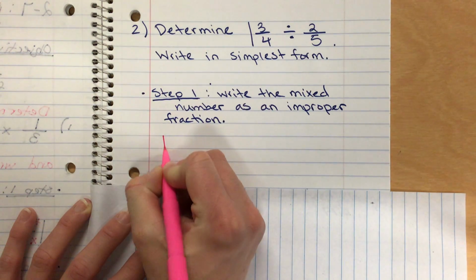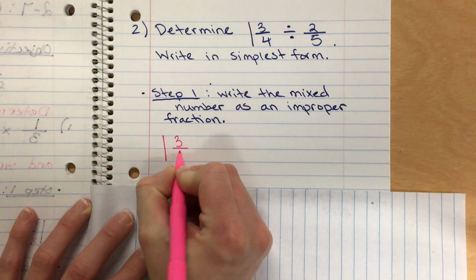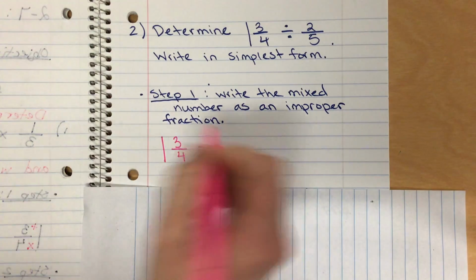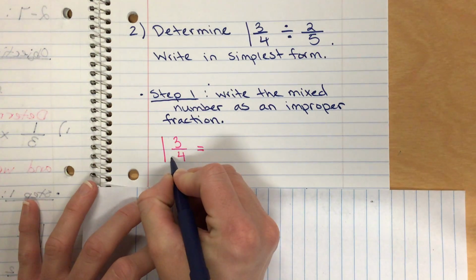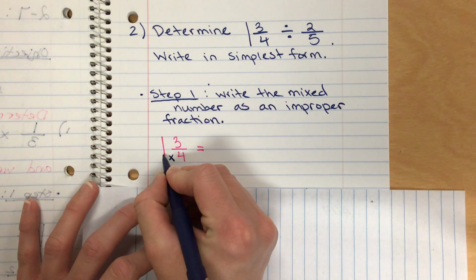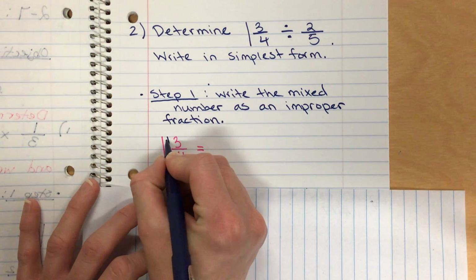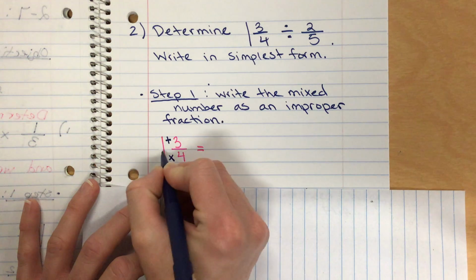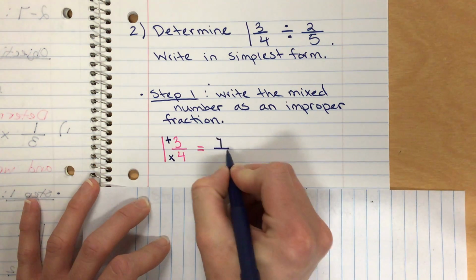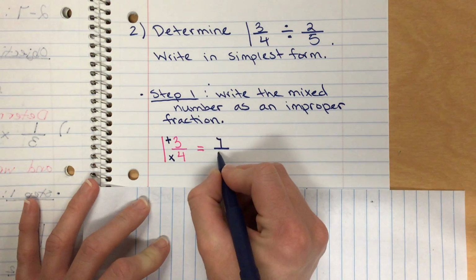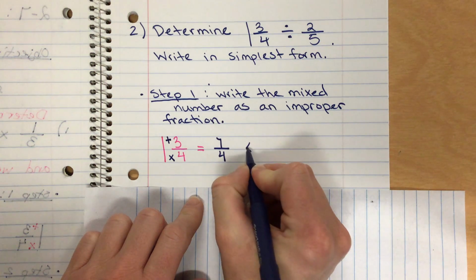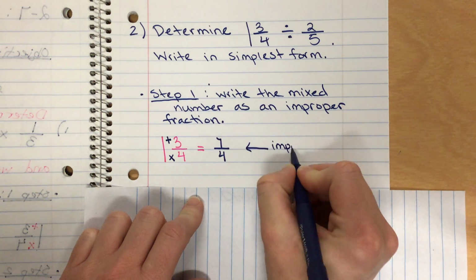So I'm going to take my 1 3/4 and change it to an improper fraction by multiplying my denominator times my whole number, 4 times 1, which is 4, and then add the numerator. So 4, 5, 6, 7 fourths, because your denominator stays the same. So now you have your improper fraction.